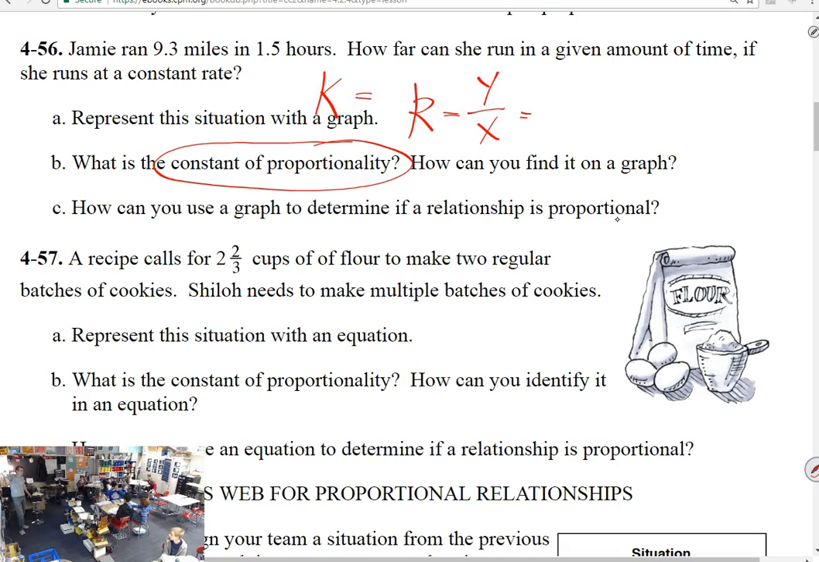It's the y over the x. My x is independent. It's my time, 1.5. My y is the dependent. How far can we go? So 9.3. When we do that division, what do we get?